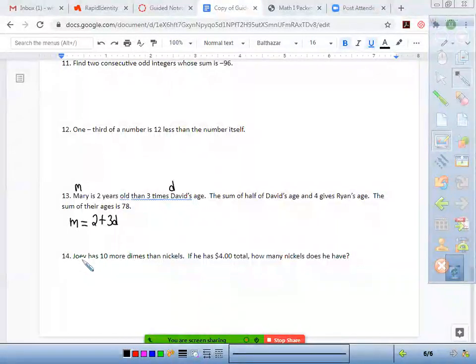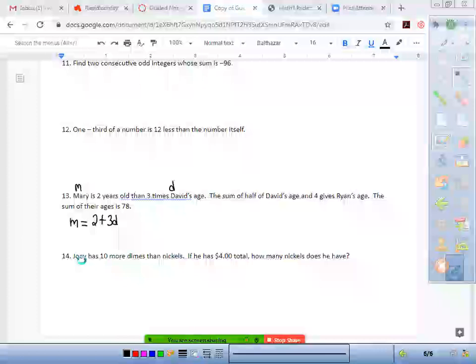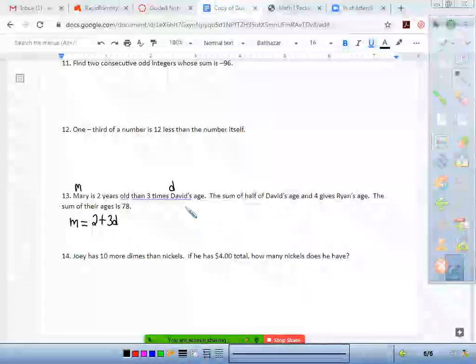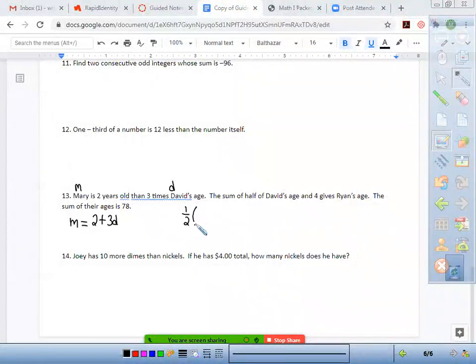All right, now let's look at the next sentence. The sum of half of David's age and 4 gives Ryan's age. What does sum mean? Adding. So I'm doing half of adding David's age and the number 4. So half of D plus 4, because it said sum, equals Ryan's age. I'm going to use an R.